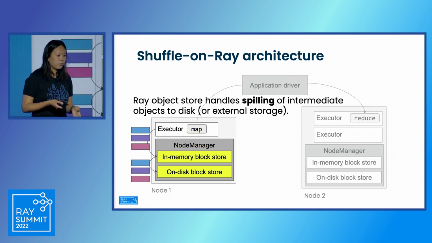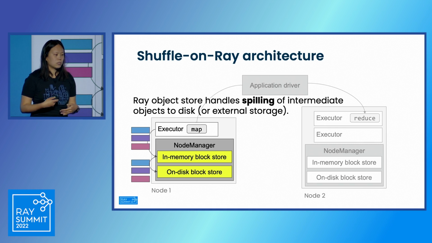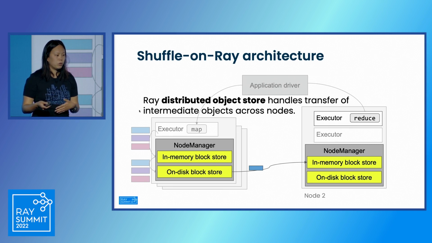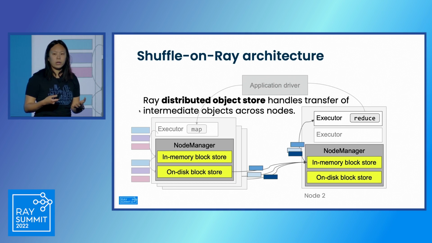Each map task here will produce some intermediate objects, and these will get stored in Ray's shared memory object store. And Ray will also handle spilling these to disk as necessary. Ray also handles the transfer of objects between nodes through its distributed object store. So here, as the reduce task is scheduled on the other node, we're going to transfer all of the map outputs over to it, where they can be aggregated by the final reduce task.